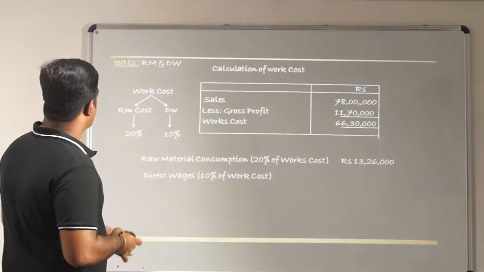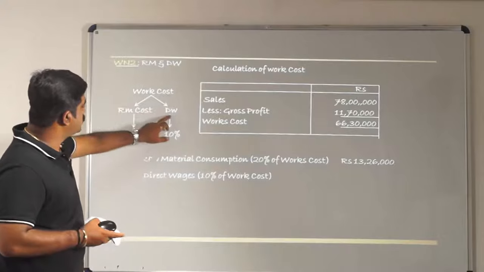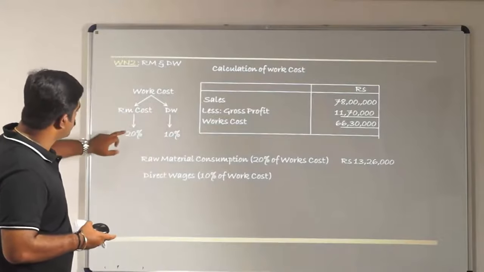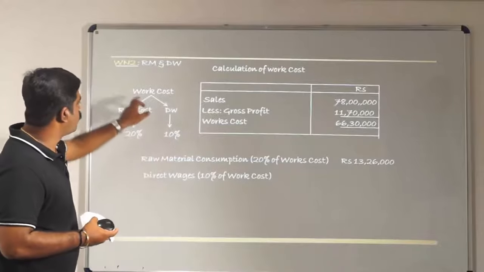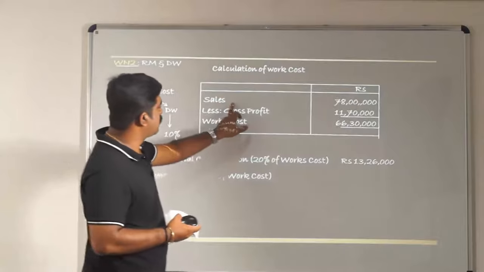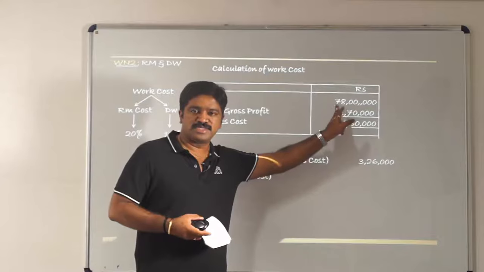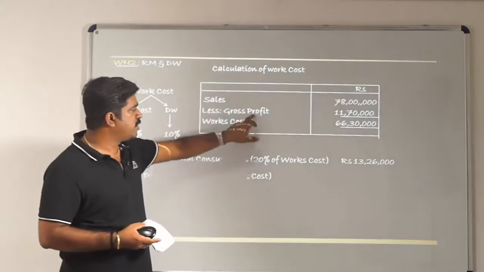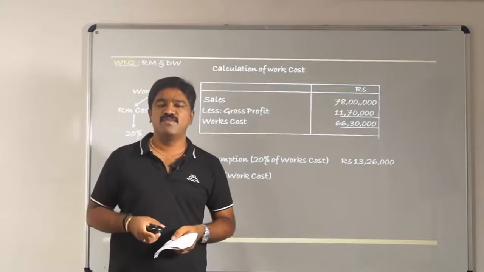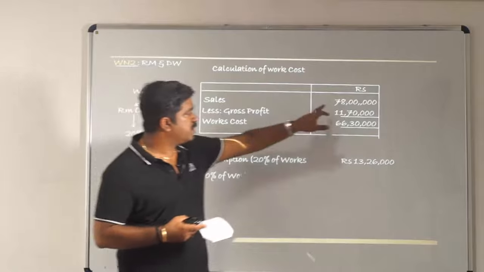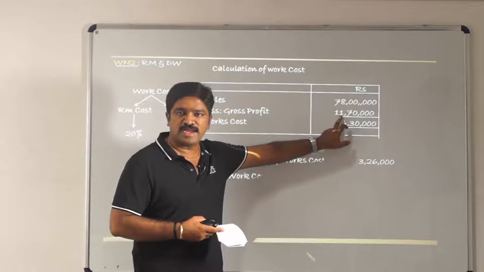I'm just repeating that your raw material cost and direct wages are dependent on works cost. Raw material is 20% of works cost, direct wages are 10% of works cost. So first of all you have to find out works cost, which is sales minus gross profit. Sales we derived in our earlier working note, which is 78 lakhs, minus gross profit. For this you go back to the question, which says gross profit is 15% of sales. On this 78 lakhs, if I apply 15%, it is 11 lakh 70,000.